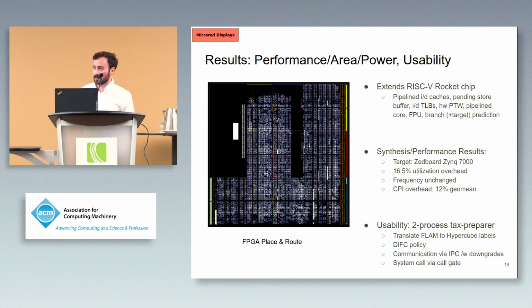To study the usability of the Hyperflow ISA, we also implemented a version of the tax preparation program where Bob and the tax preparer are both implemented as communicating processes. This example shows that Hyperflow is capable of representing decentralized information flow control policies, and that it can support communication via interprocess communication and system calls.